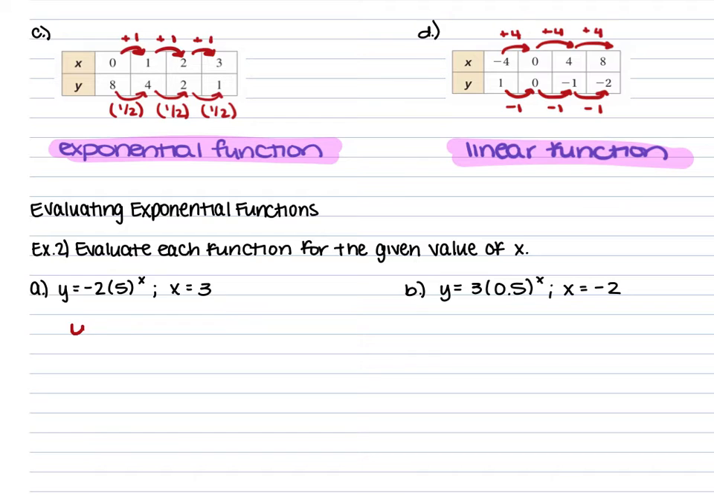So it's going to give us y is equal to negative 2 times 5 to the power of 3. That 5 to the power of 3 is 5 times 5 times 5. So 5 times 5 is 25, times 5 again is 125. So that's y is equal to negative 2 times 125. From here, we just multiply. So a negative times a positive is a negative, and 125 times 2 gives us negative 250.